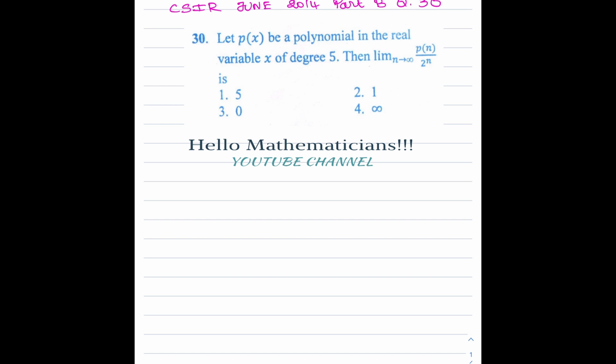One general understanding is, this is called exponential, 2 power n. The numerator is a polynomial. So the one general understanding is that exponentials dominate polynomials. You can remember this as a mantra. So always, exponential dominates polynomials.